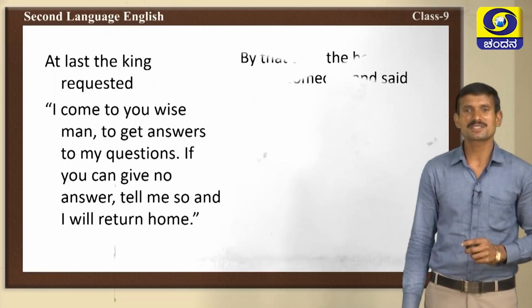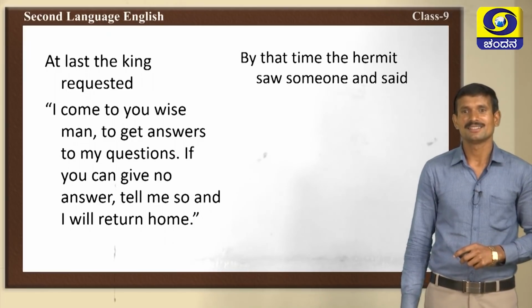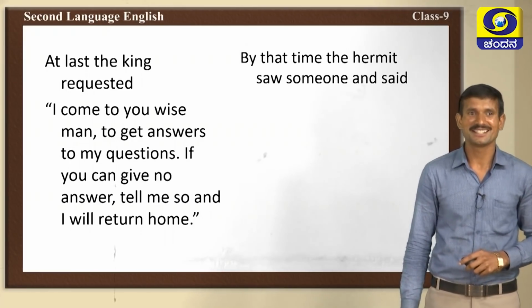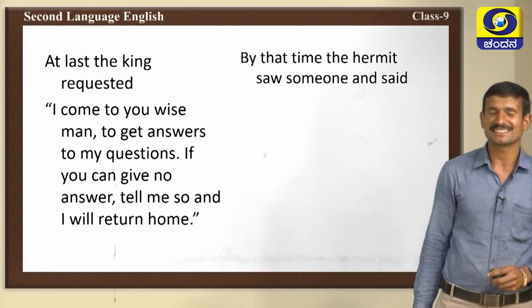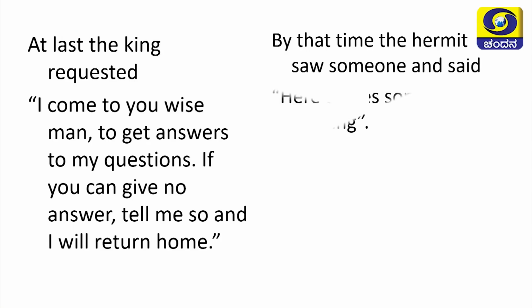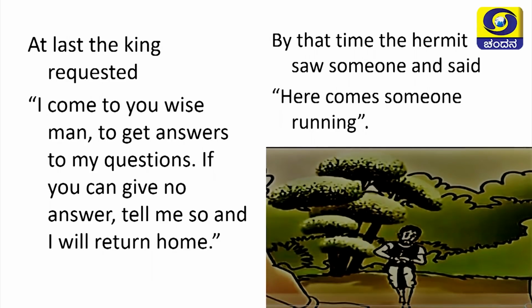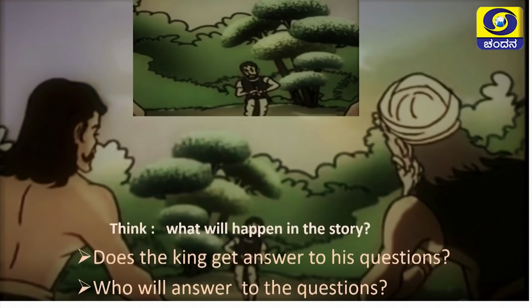Yes. What was the reply? No, the hermit didn't reply to the king. By that time, what happened? Here comes someone running. Someone was running towards the king. What happened? Yes, see, someone is running towards them.